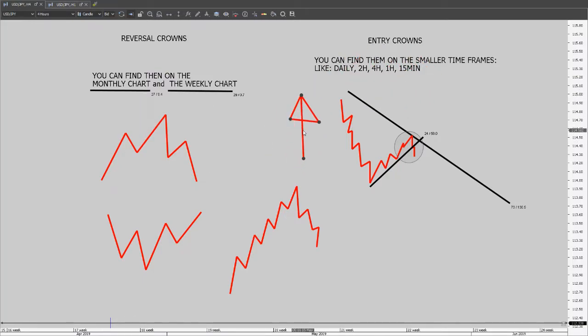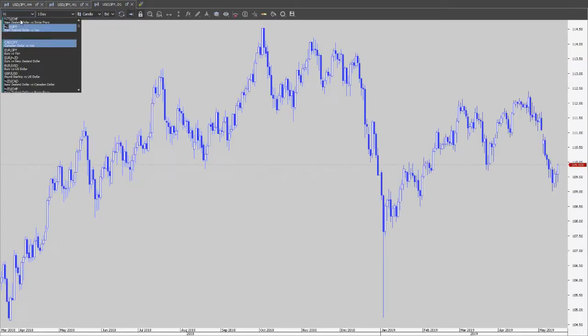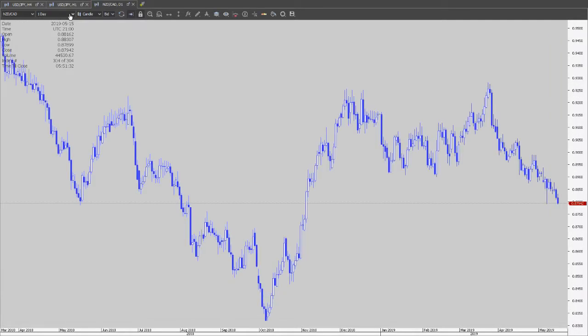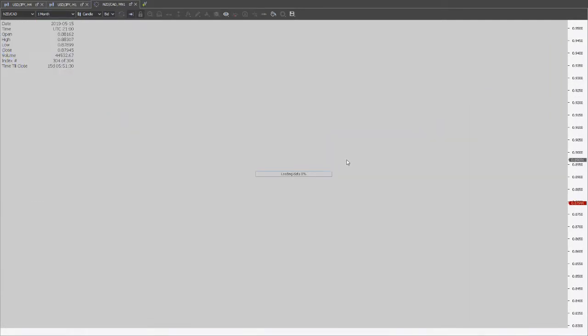Okay, can the 1 hour crown be a reversal crown? No sir. Can a 4 hour crown be a reversal crown? No sir. Can a 15-minute crown be a reversal crown? No sir. Remember, this is forex trading and this is the forex market. I'm going to show you why it's done this way. I'm going to open NZD-CAD as an example on the monthly chart.